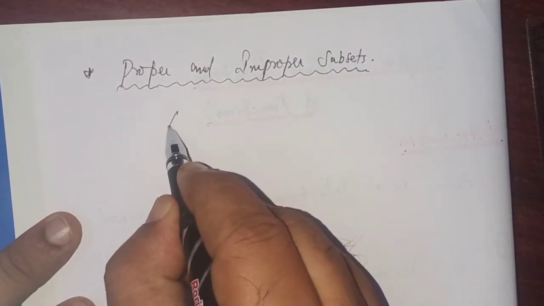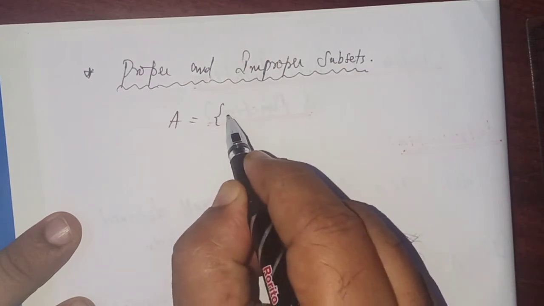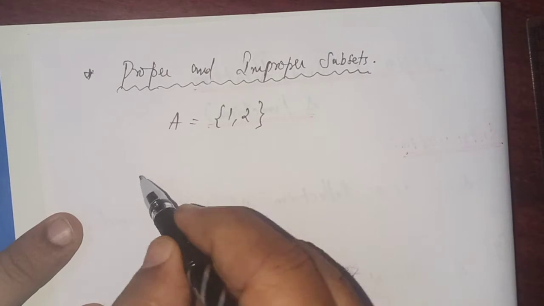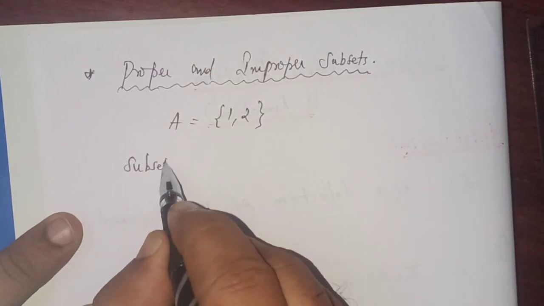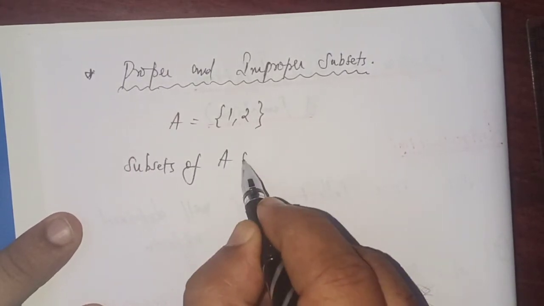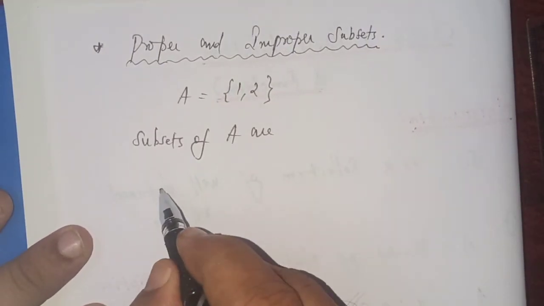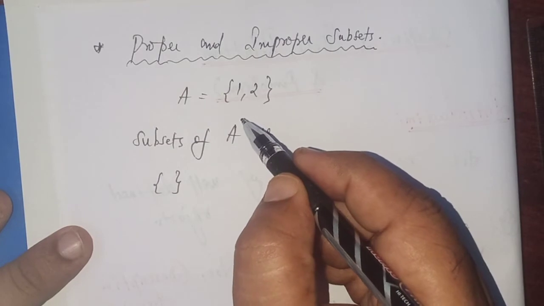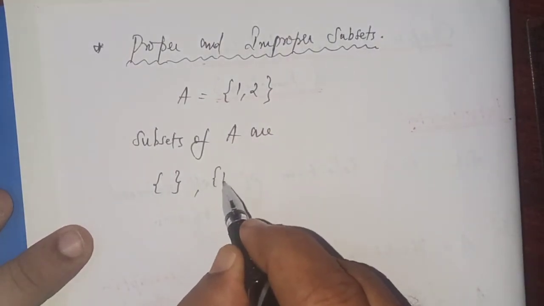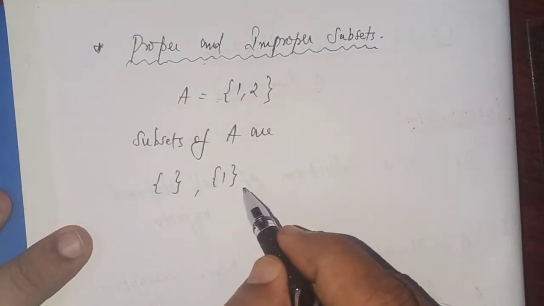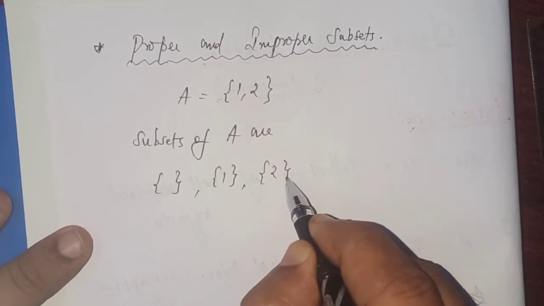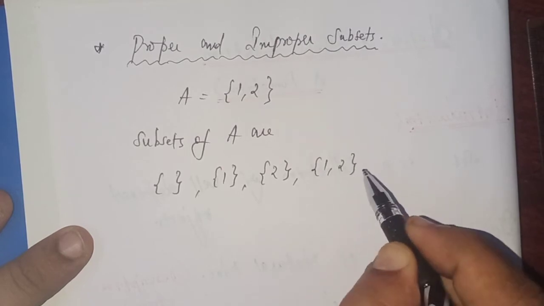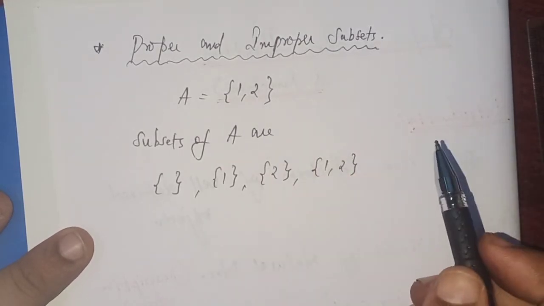I consider the set A, that is 1, 2. Now I write the subsets of A. Subsets of A are: the empty set is a subset of A, and 1 is a subset of A, and 2 alone is a subset of A, and {1, 2} is also a subset of the set A.